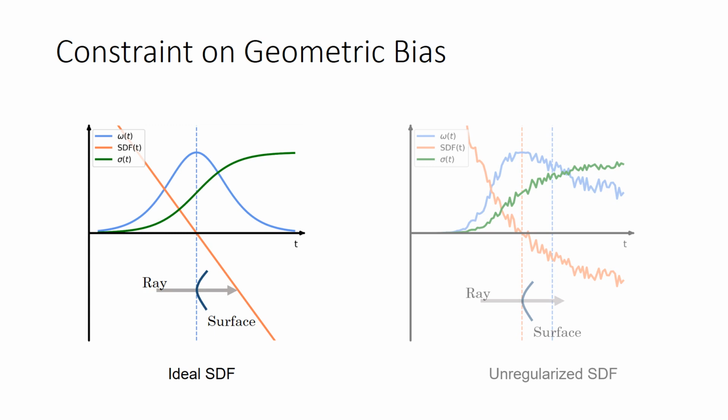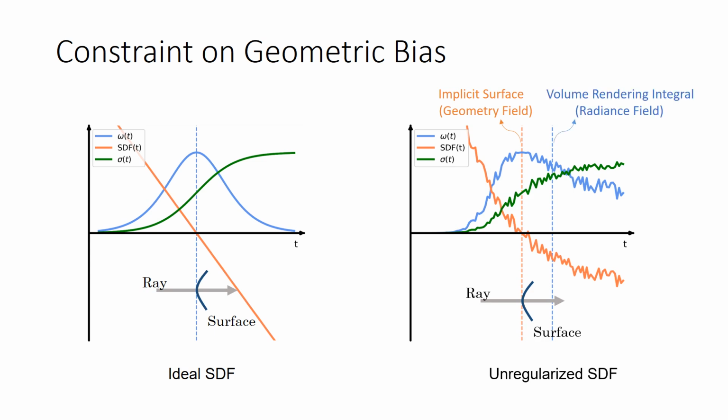However, we argue that the ideal SDF distribution is not guaranteed by the geometry MLP network. Unregularized SDF distribution causes bias between the SDF implicit surface and the volume rendering integral, and thus inconsistency between the color radiance field and the SDF geometry field. At this point, we propose to regularize the SDF by constraining the geometry bias. Specifically, we penalize the absolute value of the signed distance of the rendered surface point.